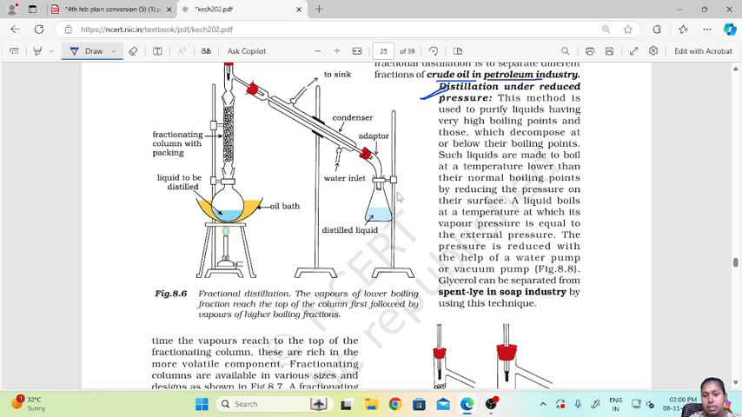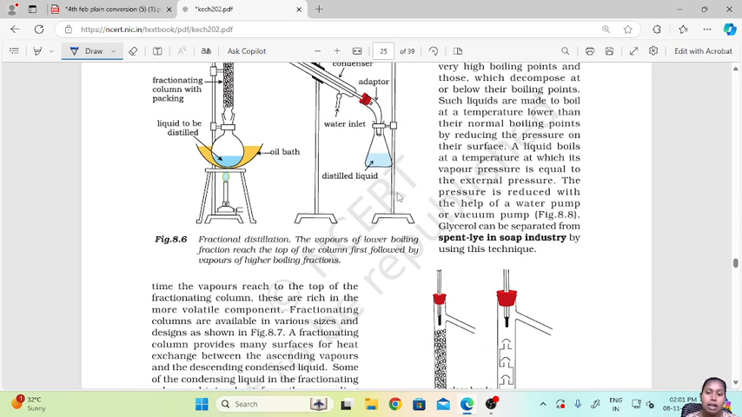Now a liquid boils at a temperature at which its vapor pressure is equal to the external pressure. When a liquid boils, it boils at a temperature when its vapor pressure and the pressure outside are equal. The pressure is reduced with the help of a water pump or vacuum pump. Using a vacuum pump or water pump, the air in that system is removed and a vacuum is created, which reduces the pressure, and this pressure reduction lowers the boiling point at that particular temperature.